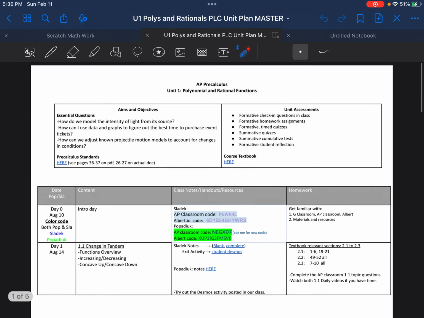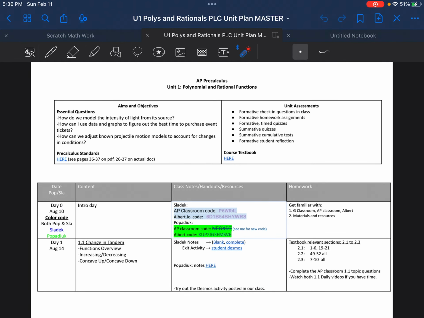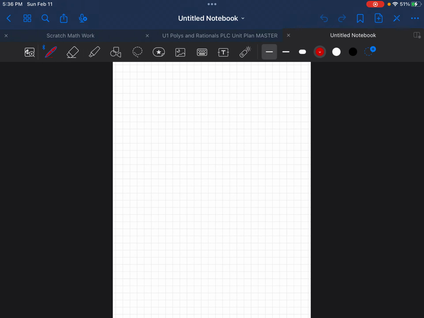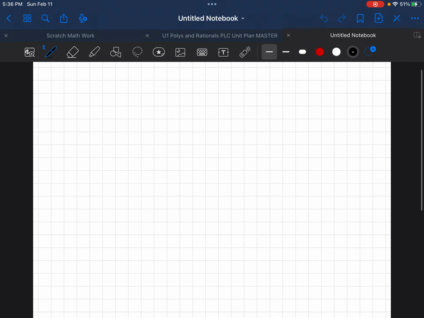Okay, so let's just start with 1.1, change in tandem. Okay, and this is basically we're going to go through three things. What are functions? What are increasing and decreasing functions? And what's concavity? Okay, so this is 1.1. Let's write in black here. Okay, so 1.1, first thing is, what's a function?